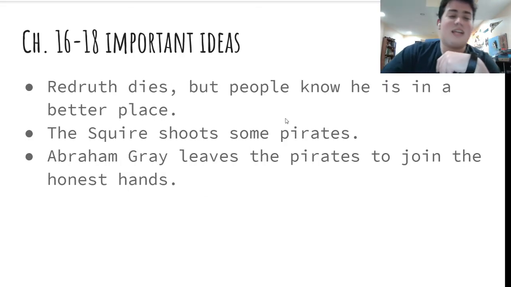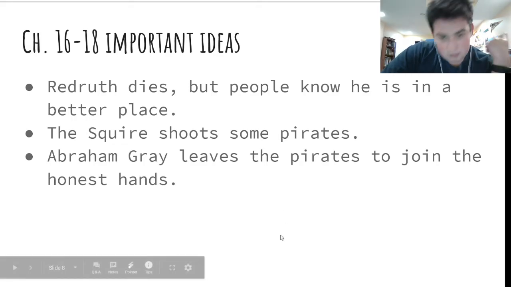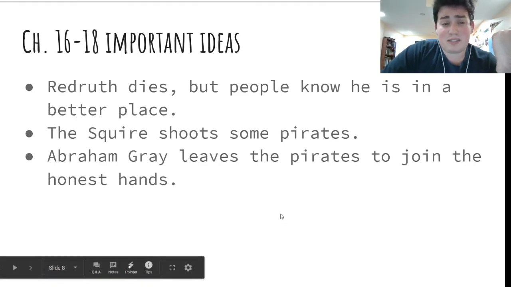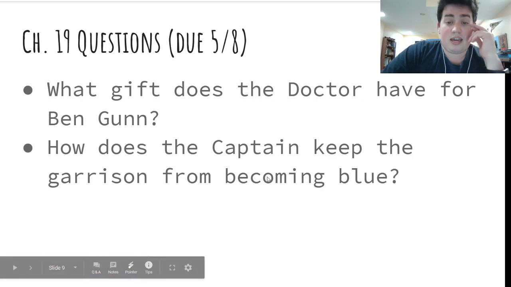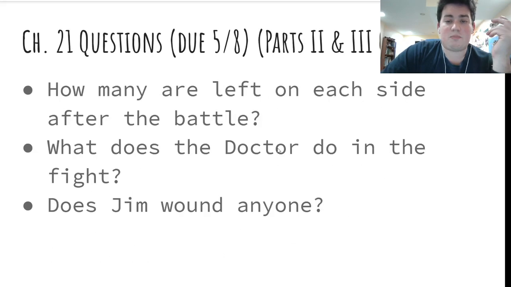Important details from 16 to 18. Tom Redruth dies, but people know he's in a better place. The Squire turns out to be an excellent guy when it comes to shooting people with guns. He's super accurate, and the Squire shoots some pirates. Abraham Gray abandons the pirates to join the Honest Hands, realizing it's not a good move to be a pirate. That's the other reason we're skipping these 3 chapters, is there isn't a lot that happens. Sorry, Tom Redruth. And then finally, we have the questions for the last parts of chapter 4.